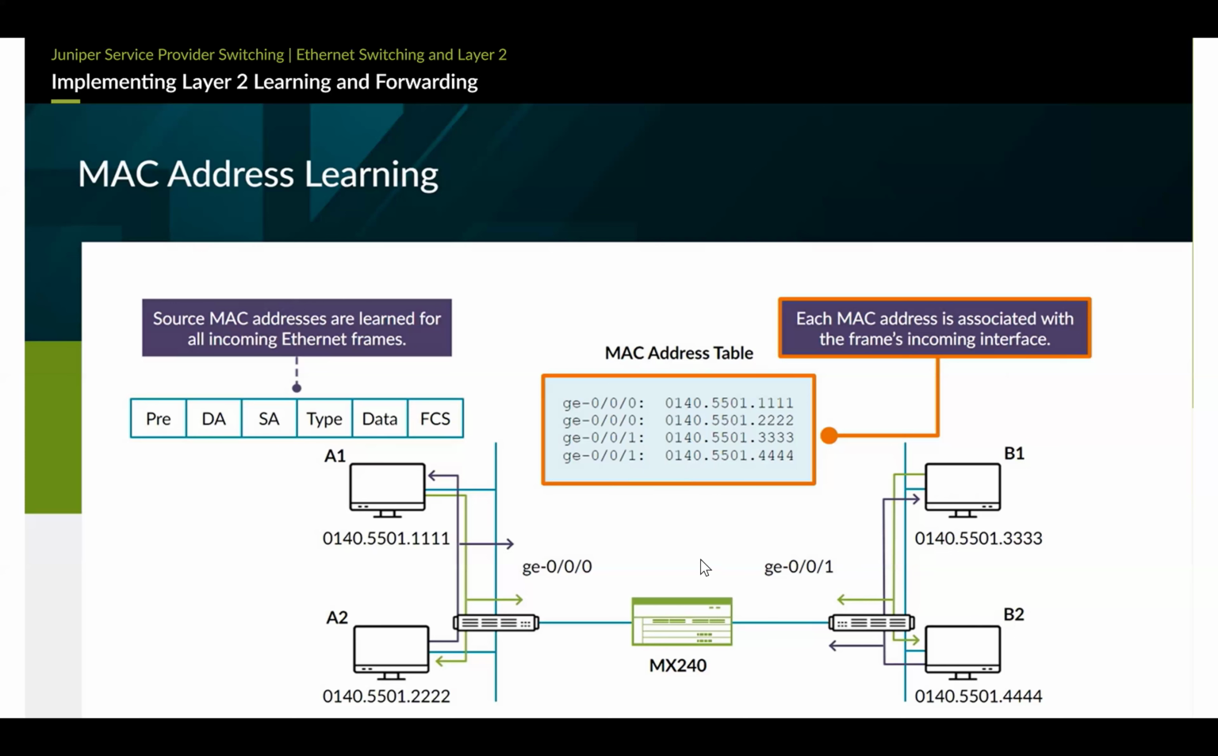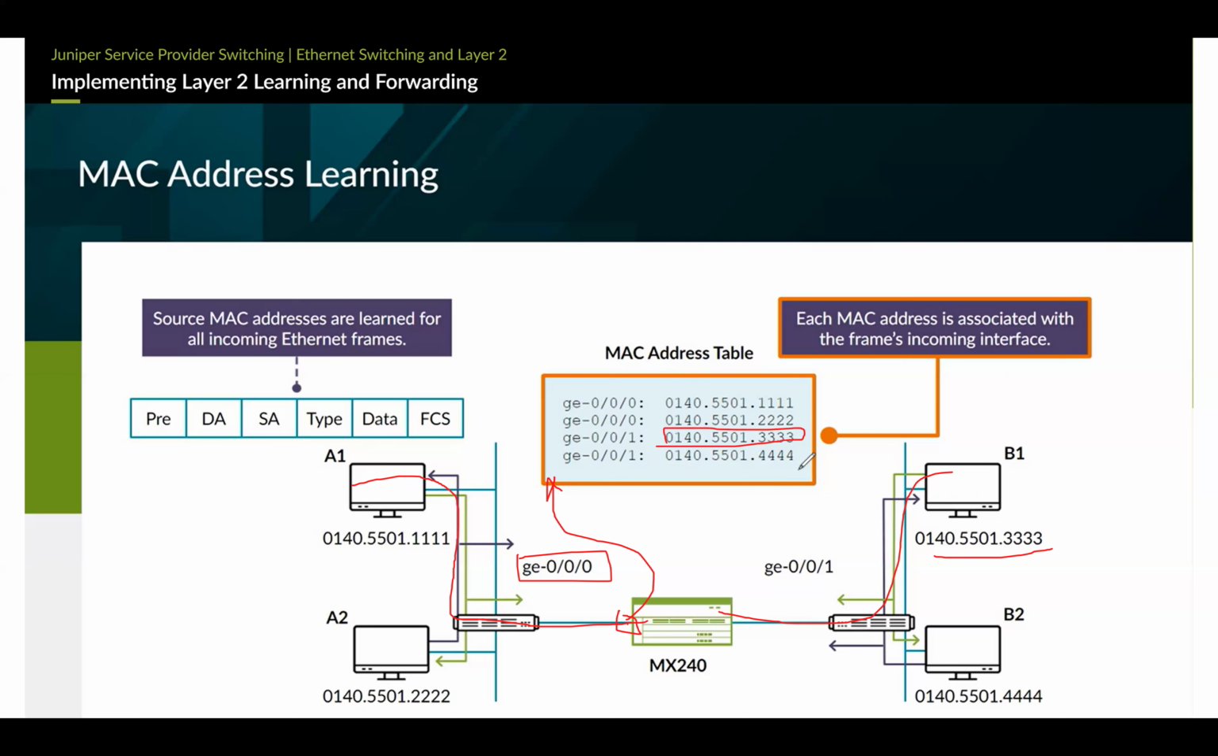So consider here the incoming frame is coming from A1 to B1. When the frame comes from ge-0/0/0, the switch opens this frame and checks the MAC address table. See the B1 MAC address, the B1 PC MAC address is this.